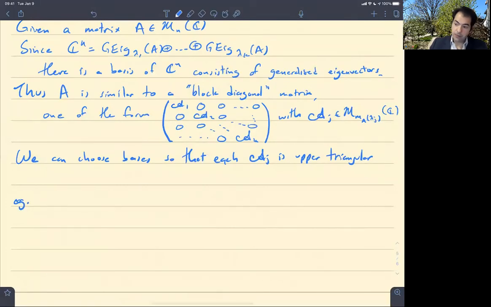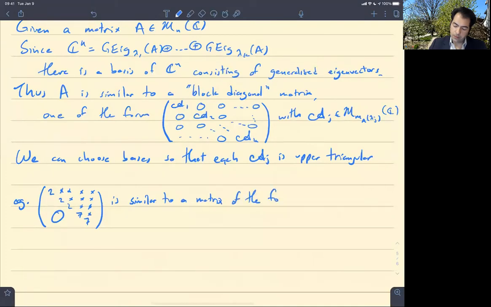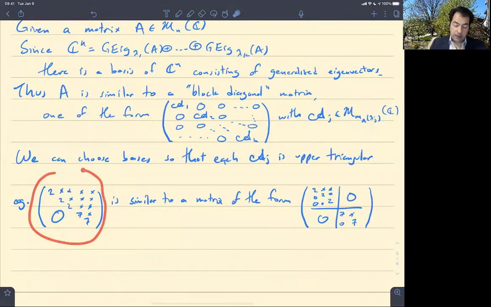So for example, if we have a matrix like we were looking at before, where we have 2, 2, 2, 0, 0, and then zeros below, and who knows what above the diagonal, we've improved it. Now we know that it's similar to a matrix of the form where you have 2, 2, 2, something, something, something. And then here, 7, 7, 0, something. And then here, zeros. Okay, so we've improved our model form for a given matrix. Instead of being upper triangular, now it's block diagonal, and each block on the diagonal is upper triangular.